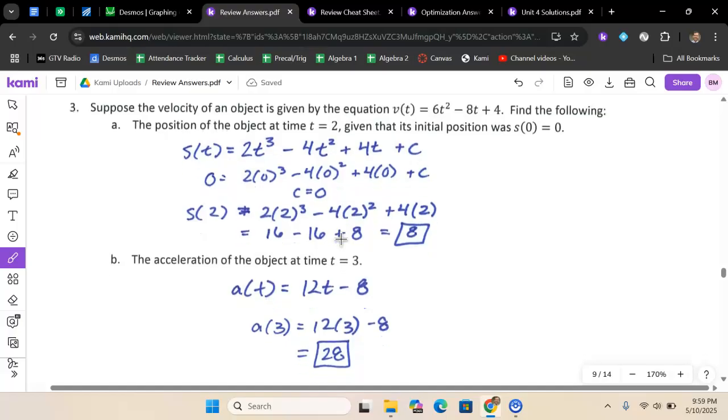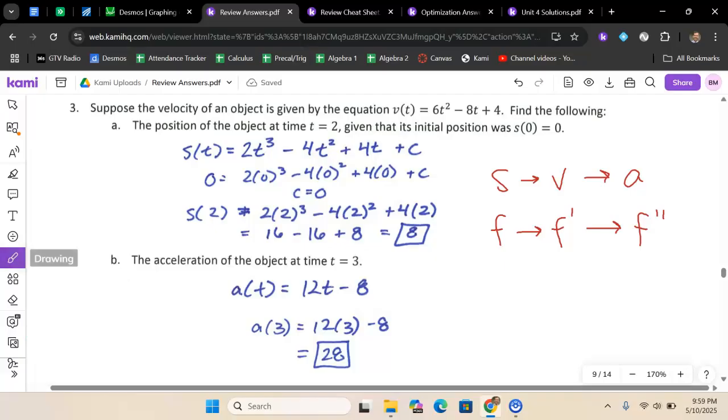I did want to jump up here. I have a question on the final, and I put it on the board, that deals with position and velocity and acceleration. You need to know that it's position to velocity to acceleration. So if position is f, velocity is the derivative of that, f prime, and acceleration is the derivative of that, which is f double prime. If you know that relationship, no matter what function I give you, you should know which way you need to go to get what you need.